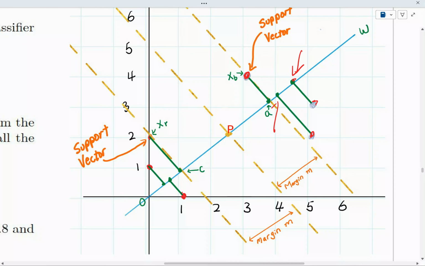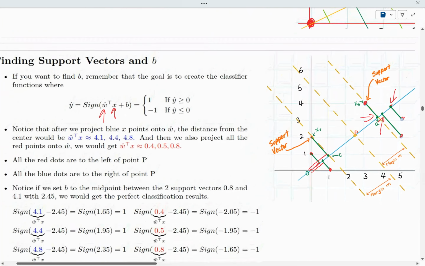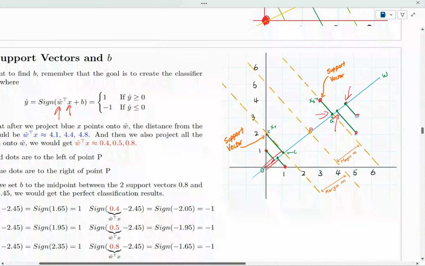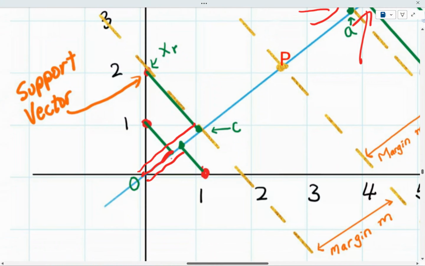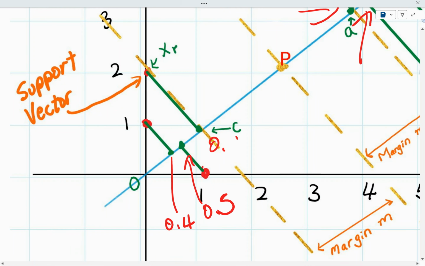So we got this point, this point, this point. And when we perform projection, we know the distance to here, to here, and to here. So what are the distances? 0.4, 0.5, and 0.8. This right here is 0.4, this right here is 0.5, and this distance right here is 0.8. So we know the distance.